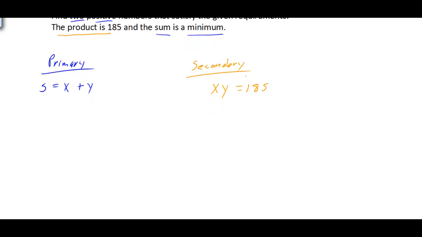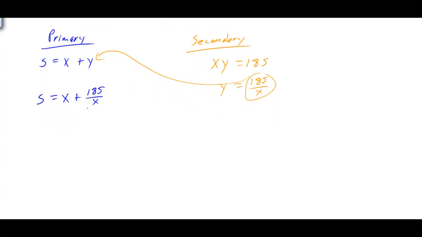So I'm going to take our secondary equation, and it doesn't matter which one we solve for in this particular case, since we're adding just x and y together. So I'm going to solve for y. So divide by x, we would have 185 divided by x. So then we can take this 185 over x and substitute that in for y. So S equals x plus our y, which is now the 185 over x. So there's our primary equation, and it's only in terms of one variable, x.